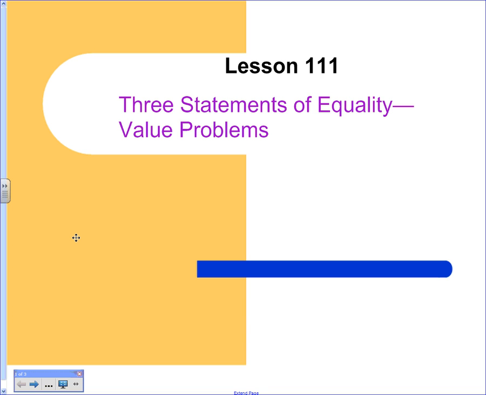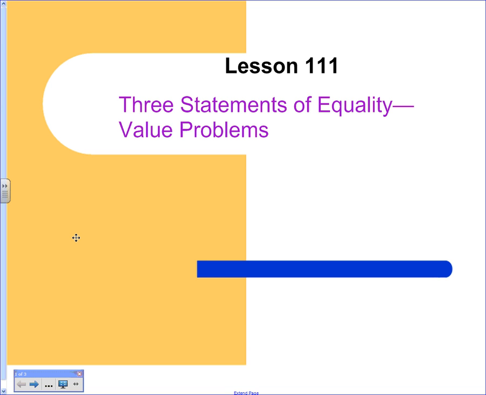Lesson 111 today. 3 statements of equality. We have done 2 statements of equality before. Like Billy Bob has 12 quarters and dimes. The total value is 50 cents. How many does he have? Obviously that can't work, but those are the kind of problems we've had before. But now we have 3 statements of equality.